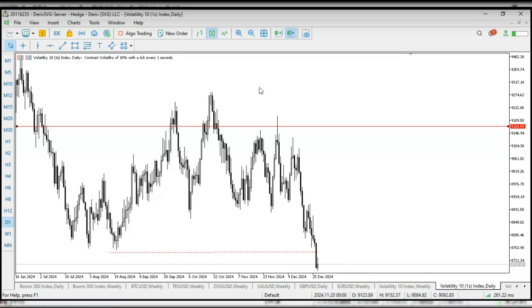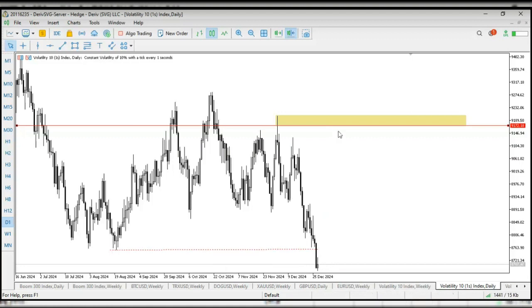But this is where I will be looking for sell entries. This place here. So if I want to sell, I'll be looking to sell around here. So you should be looking for sell to the downside. If you want to buy, well, it's very risky, but it doesn't mean you can't buy. But majorly, sell has the upper hand here. So I will be selling from here to the downside.